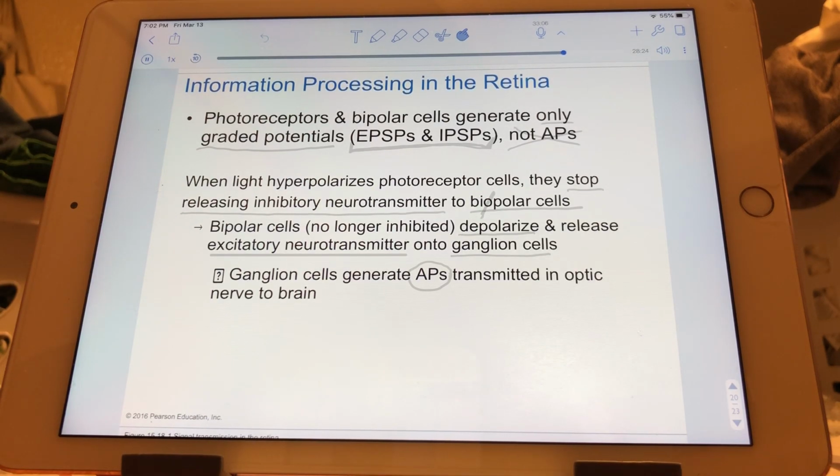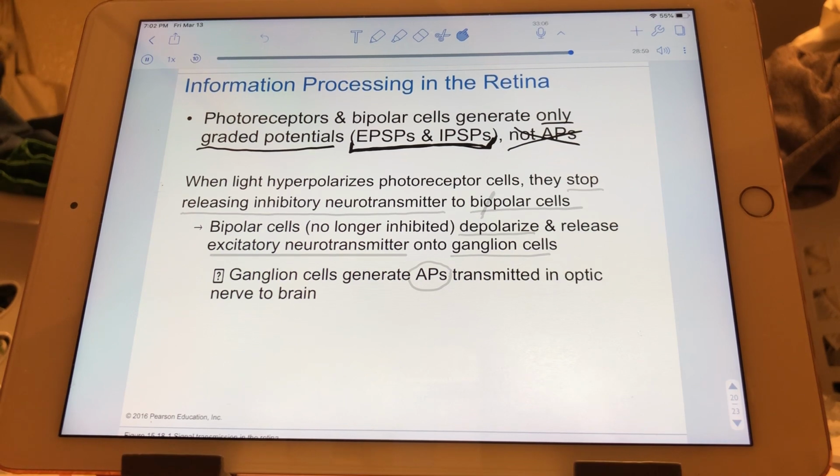Photoreceptors are very short neurons. Bipolar cells are very short neurons. They're short enough that they can afford to only generate graded potentials. They don't generate action potentials. Okay? And so that means that their impulse can be either stimulatory or inhibitory.